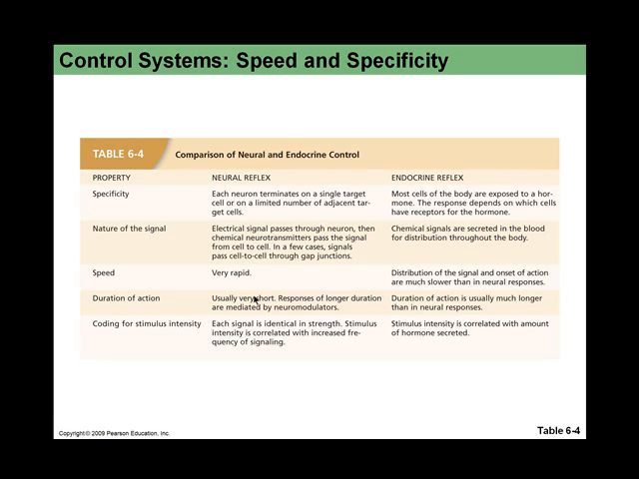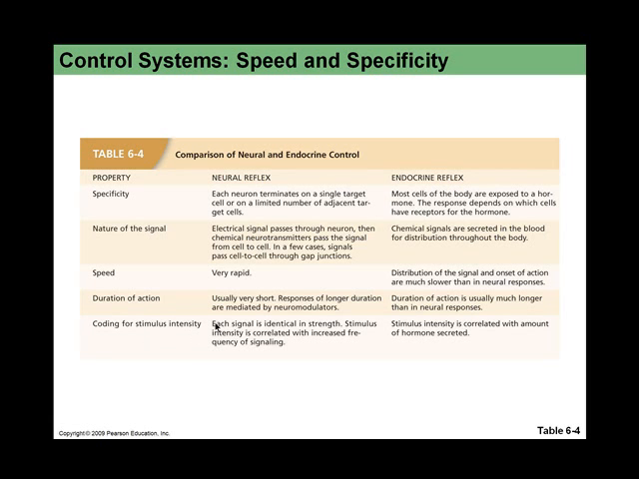So it's coordinated. The neural gets the quick, short-lived, with some duration, the intermediate and long-term duration, and then the endocrine reflex picks up with the intermediate and definitely sustained responses.